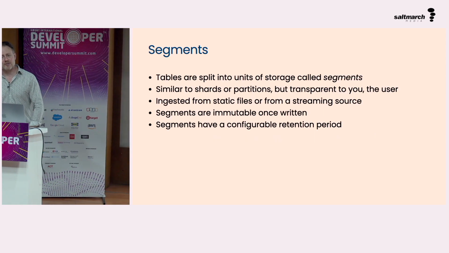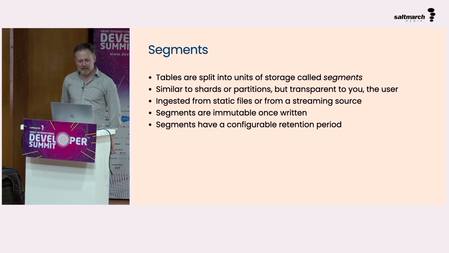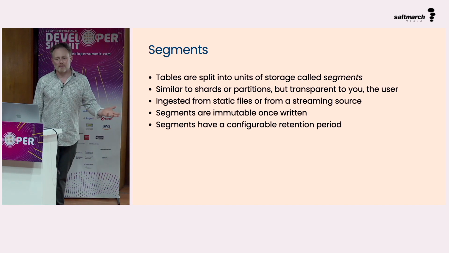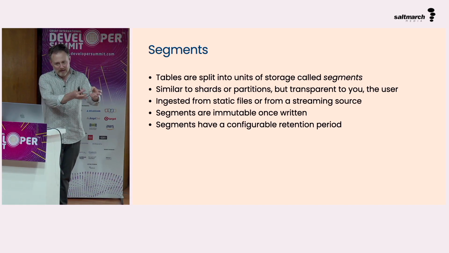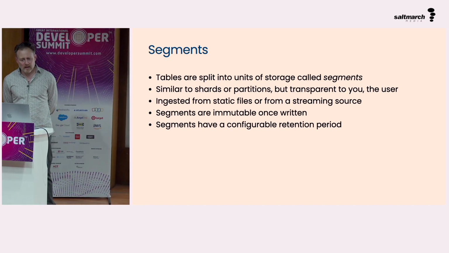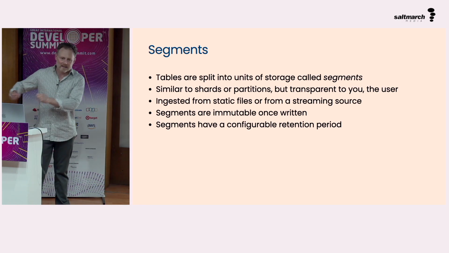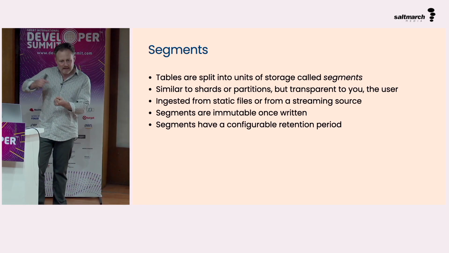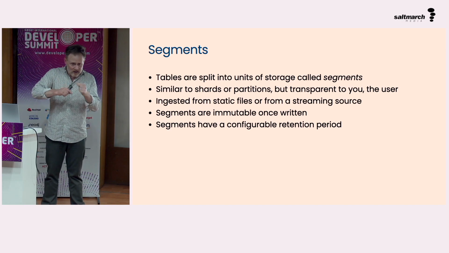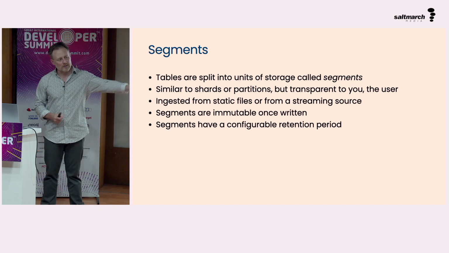Tables are split up. This is a radically scalable database. Tables are split up into segments. Those are units of physical storage. So you could think of a segment as a file or maybe a directory with files in it. And these are, when we're ingesting from a static data source, created during that ingestion process. We could also ingest from a streaming data source, and they could be created during streaming ingestion. And once a segment is written, it doesn't change.